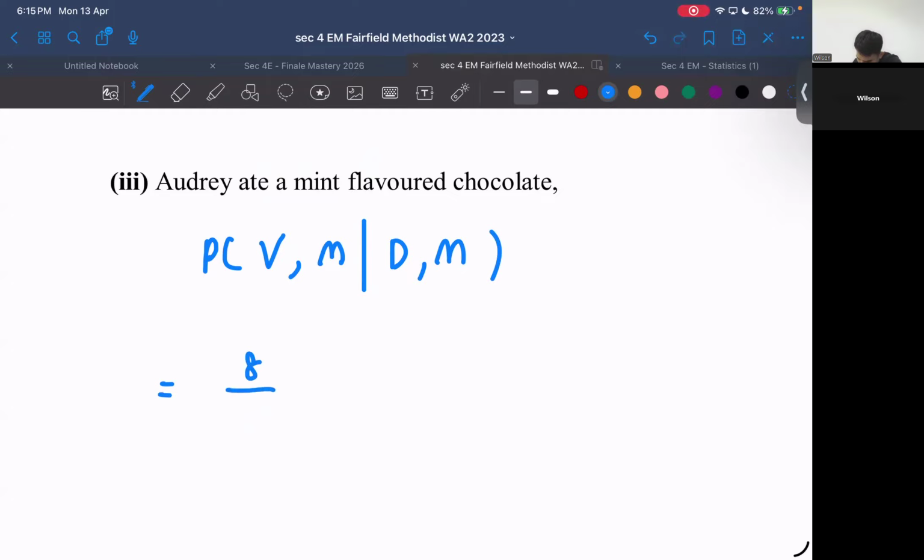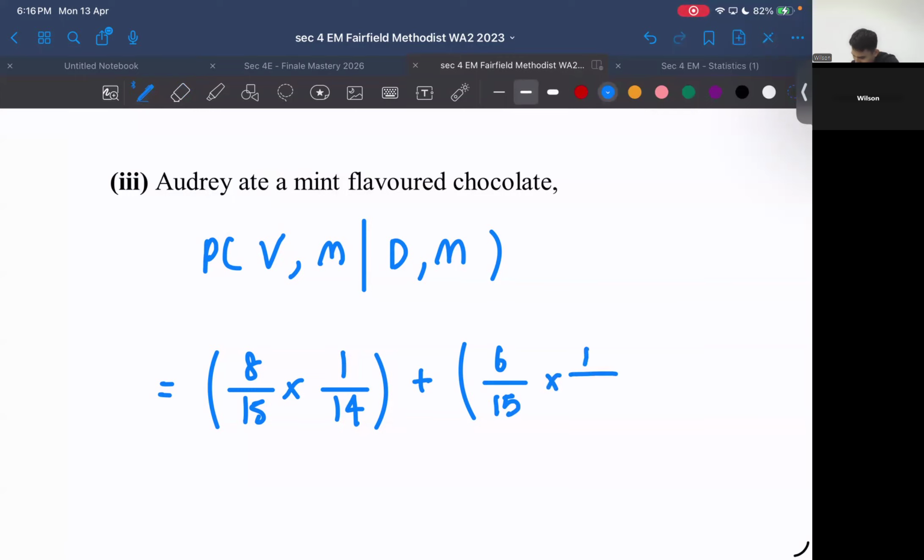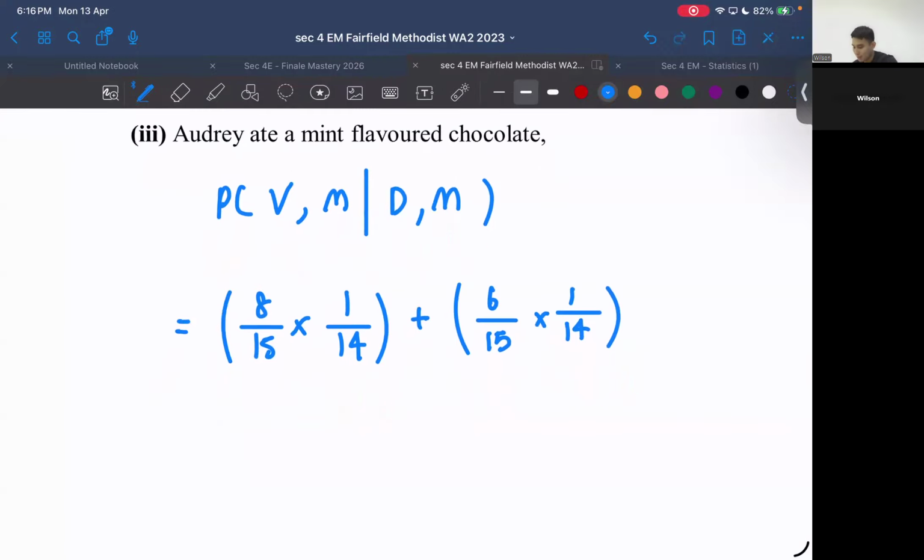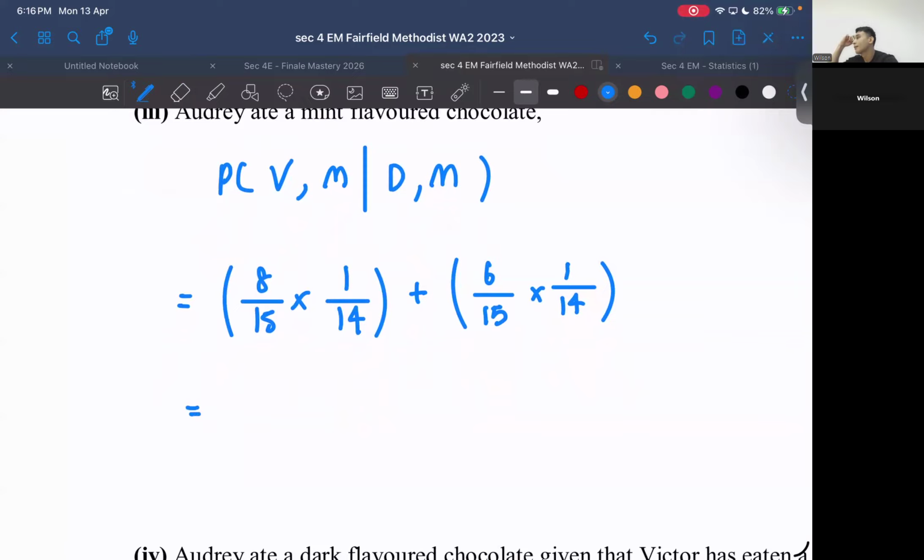Vanilla is 8 out of 15. Mint over here will be 6 out of 14, if my memory serves me correctly. Add them together. Dark over here, what is dark? 6 out of 15. Wait, wrong, this should be 1, right? And then this one is 1 over 14. Is that correct? Yes, okay. Final answer, anybody? Please shout it out. What do you get? Most probably your answer is correct. What do you get? 1 over 15. Thank you very much. 1 over 15 over here.